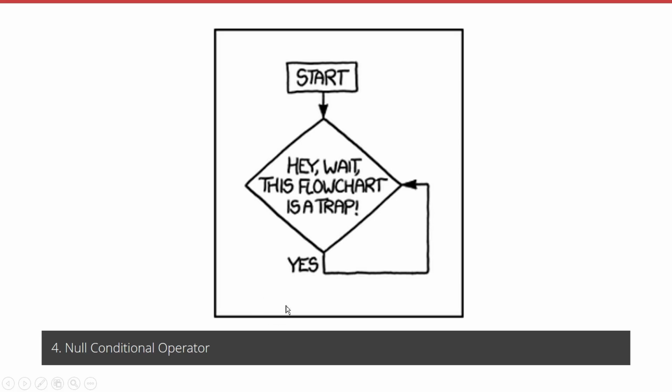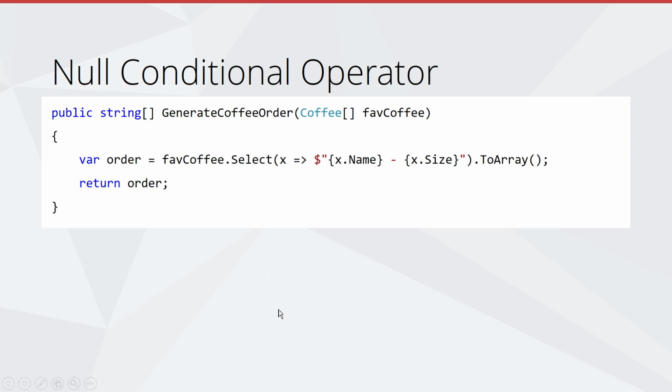All right, so next up is the null conditional. This is my second favorite one. All right, so if we had a function that took in a parameter, so we've got a generate coffee order, takes in a bunch of coffee instances, favorite coffee instances. Okay, so if we wanted to print out that order, we can use LINQ to select out the name of the coffee and the size and create an array of that and return it.